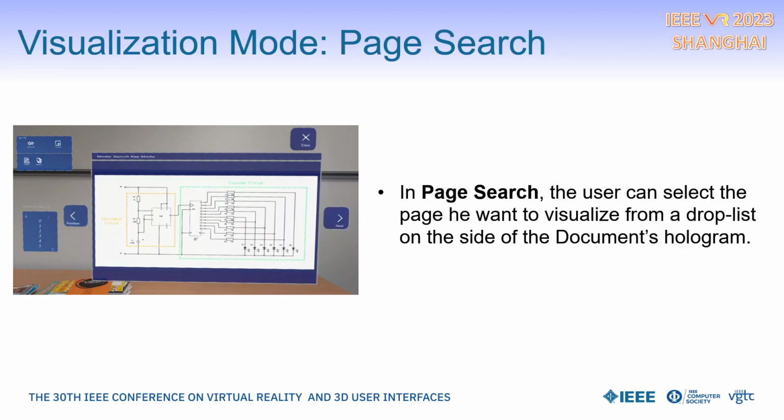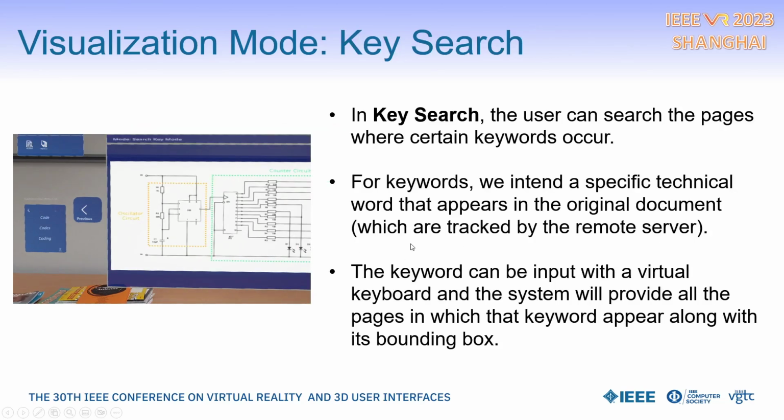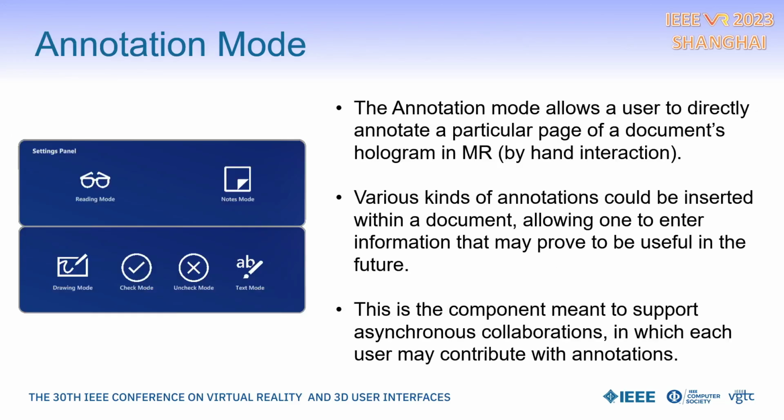In the page search mode, the user can select the page of the document to visualize from a drop list on the side of the document's hologram. In the key search mode, the user can search for the pages where certain keywords occur. By keywords, we intend specific technical words that appear in the original document, which are tracked by the remote server. The keyword can be input with a virtual keyboard, and the system will provide all the pages in which that particular keyword appears, along with its bounding box.